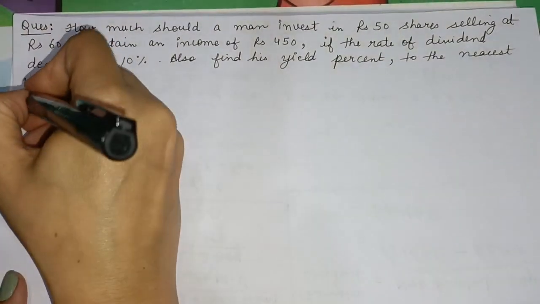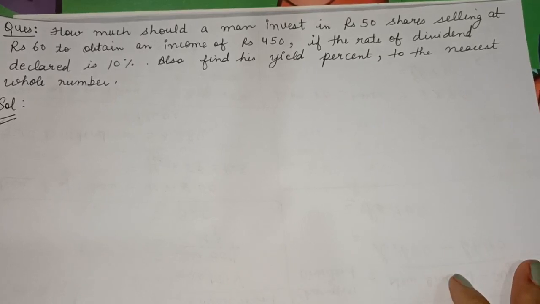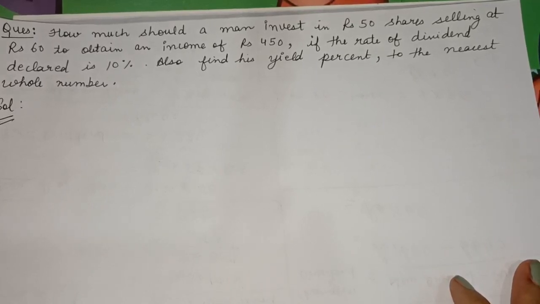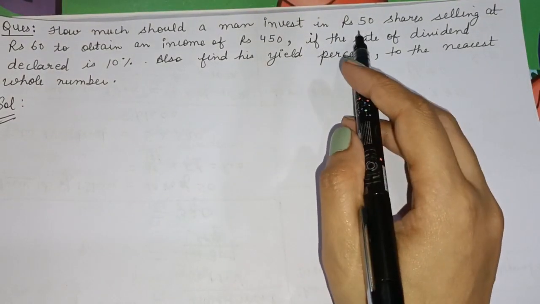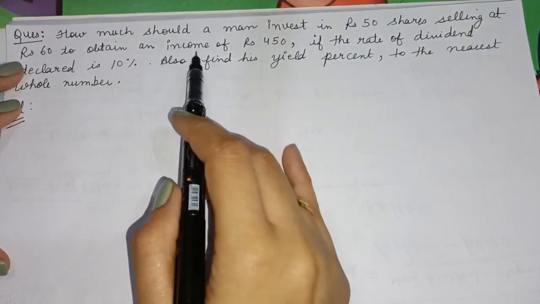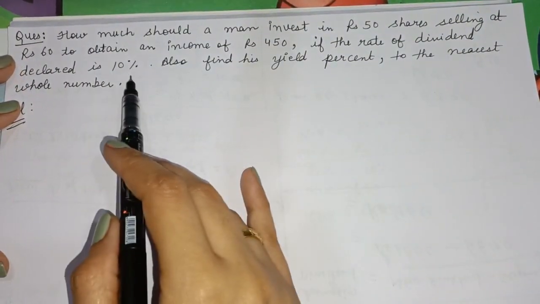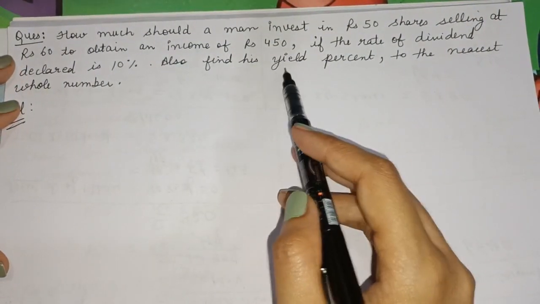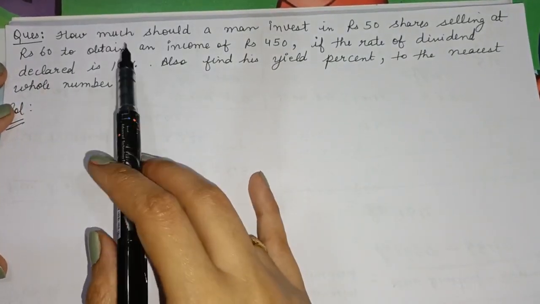And you can try to do this question along with me and see if you are able to complete this question before me. So let's start. How much should a man invest in rupees 50 shares selling at rupees 60 to obtain an income of 450 if the rate of dividend declared is 10%? Also find its yield percent to the nearest whole number.